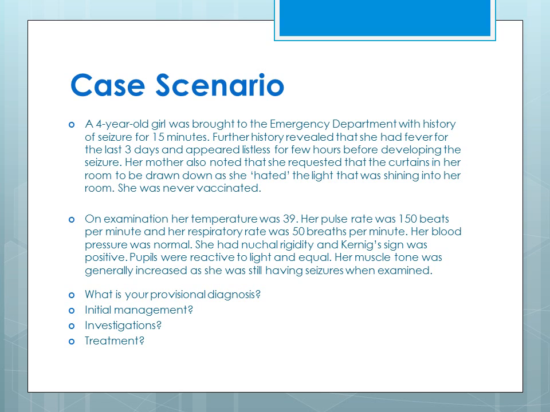She was never vaccinated. On examination, her temperature was 39 degrees Celsius. Her pulse rate was 150 beats per minute and her respiratory rate was 50 breaths per minute. Her blood pressure was normal. She had neck rigidity and Kernig's sign was positive. Pupils were equal and reactive to light. Her muscle tone was generally increased as she was still having seizures when examined.